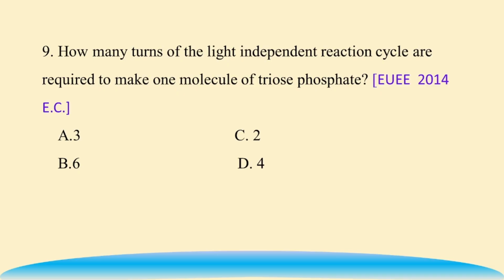Question number 9. How many turns of the light-independent reaction cycle are required to make one molecule of triose phosphate? A. 3. B. 6. C. 2. D. 4.